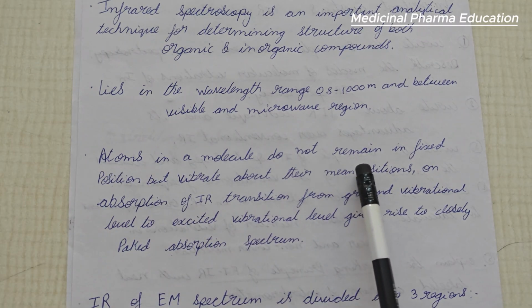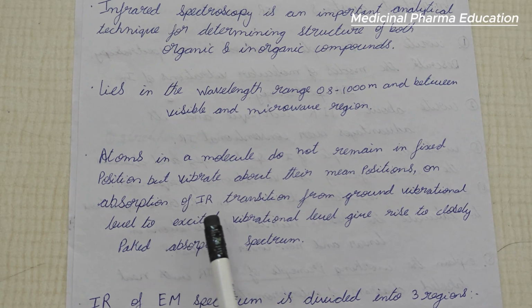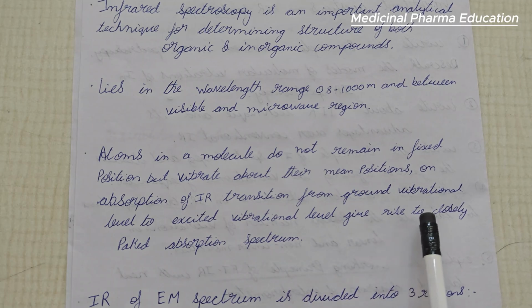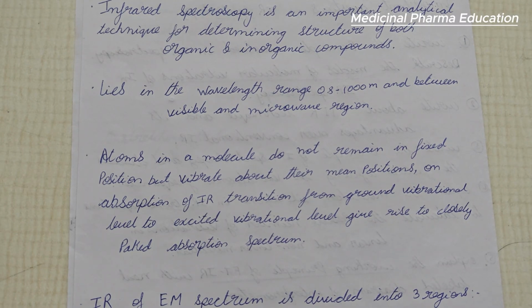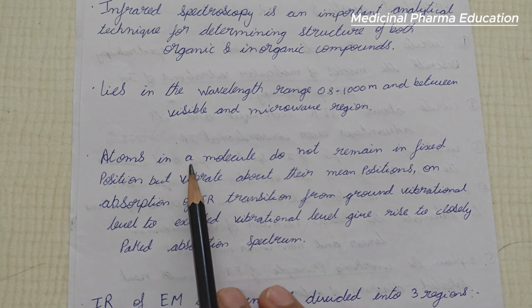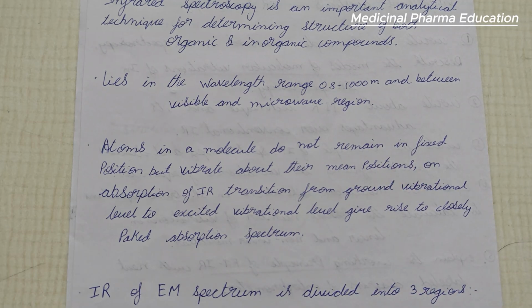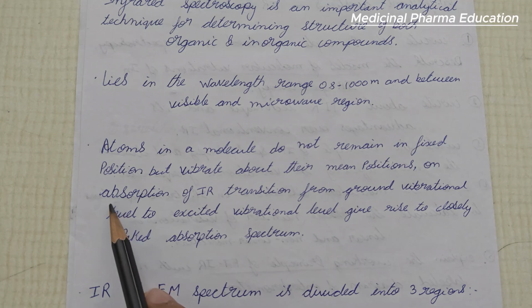Atoms in the molecule do not remain in a fixed position but vibrate about their mean position. On absorption of IR, transitions from the ground vibrational level to the excited level give rise to closed peak absorption spectra. Here the process of IR spectroscopy is given. Understand this easy point: when the atoms in the molecule do not remain in a fixed position, they are moving above the plane, below the plane, moving away from the nucleus or coming towards the nucleus. These are all the possibilities occurring after the absorption of IR radiation.